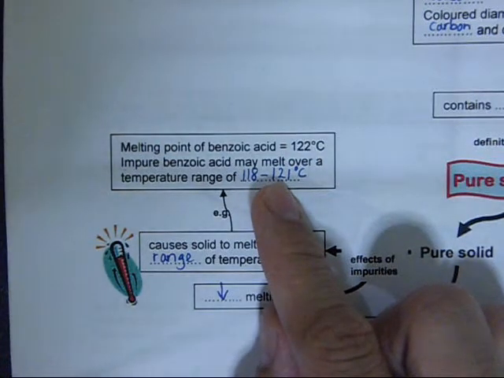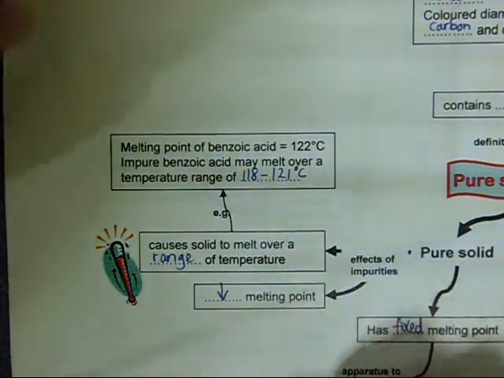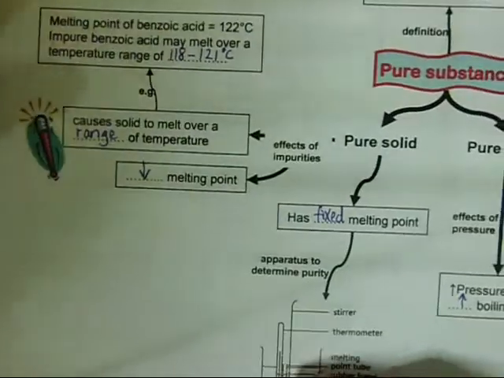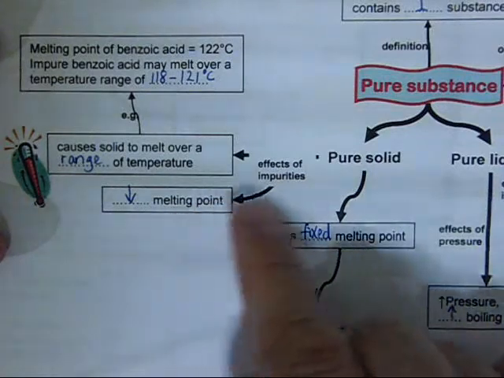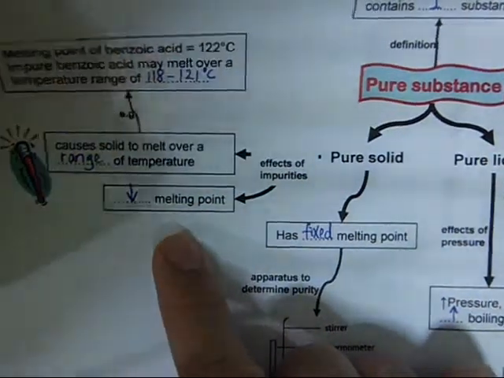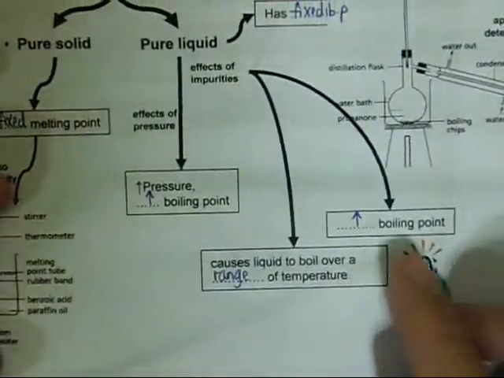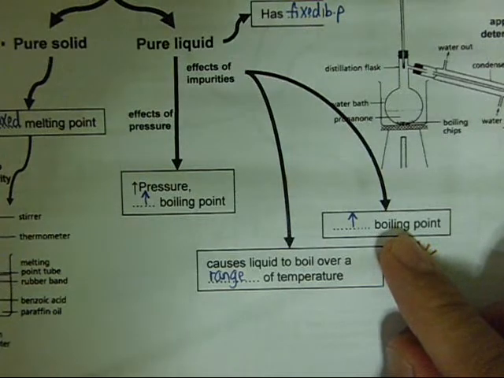Likewise, for water, for boiling point, it will boil over a range of temperature if there is impurity present. And the effect of impurities is that the presence of impurities will lower the melting point, and the presence of impurities will increase the boiling point. That is the effect of impurities on melting point and boiling point.